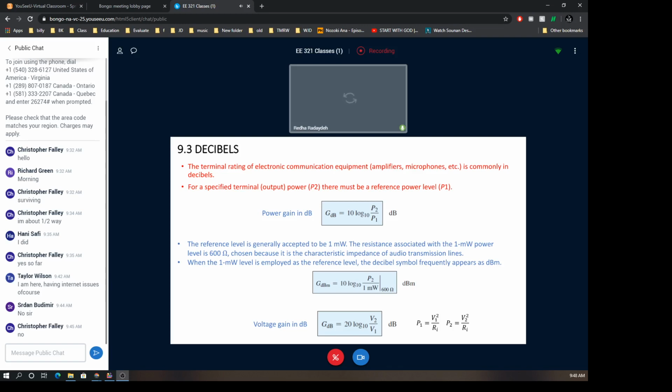Or you can find that power expressed in dBW, watt. In this case, you have to convert the milliwatt into watt. So this will give us 10 log base 10 of 10 times 10 to the power minus 3, or 10 log base 10 of 10 to the power minus 2, which is minus 20 dBW. Okay, minus 20 dBW.